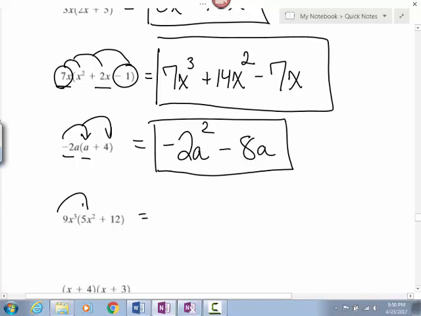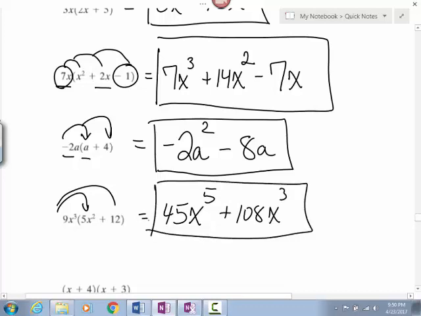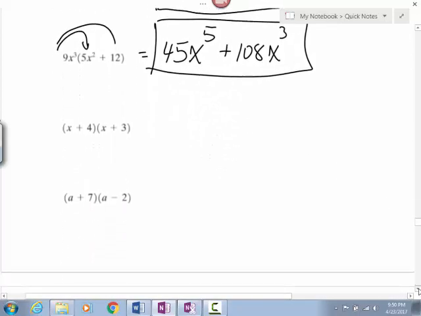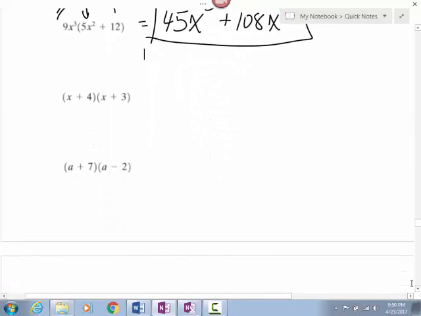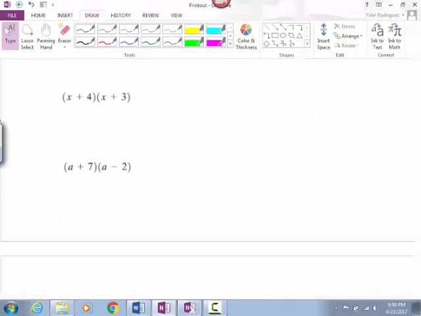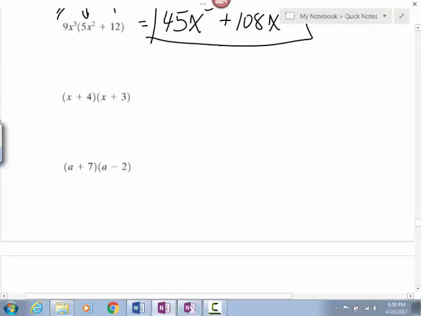Okay, so let's multiply again. 9 times 5 is 45, x to the fifth. And then 9 times 12 should be a 108, x to the third. Good. So in the next problems that we have here, you can notice that we're multiplying two binomials. We're still using the distributive property. We're just using it twice.